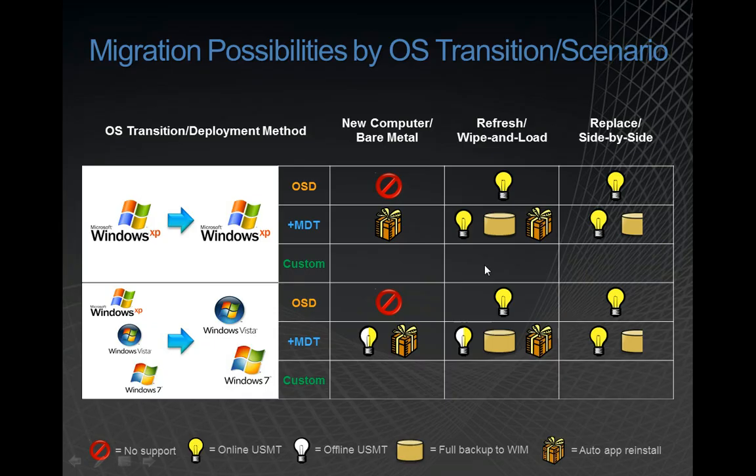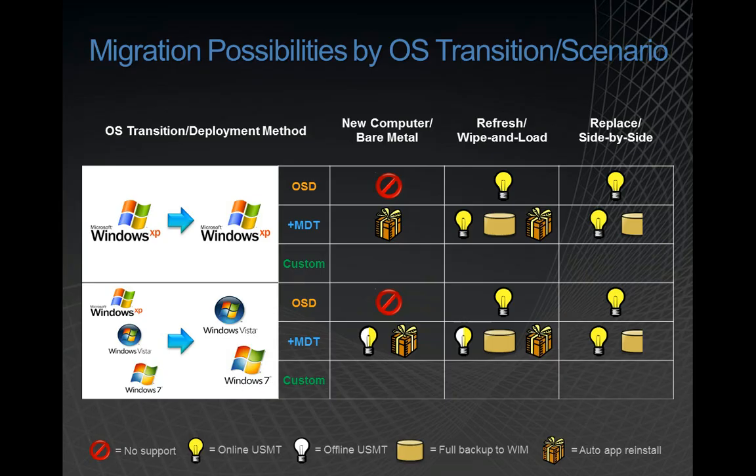As you'll note at the bottom of this table, a legend denotes the meaning behind each graphic. Further explanation for each will be provided as we discuss the current state of support for user data migration for each OS version transition and OS deployment method. The different classifications of functionality that are reviewed here in this table are a reflection of the default task sequence templates that each product provides, OSD and MDT.